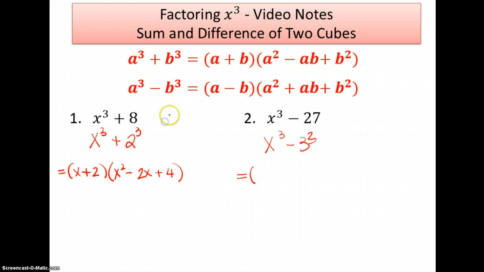It factors using the pattern: x minus 3 times the a term squared, so x squared, plus a times b, so x times 3, which is 3x, plus b squared, which is 9.